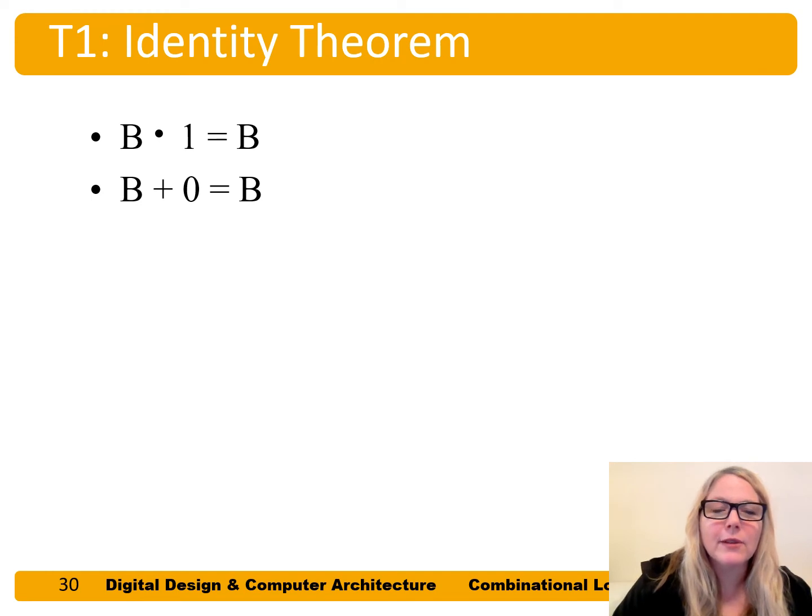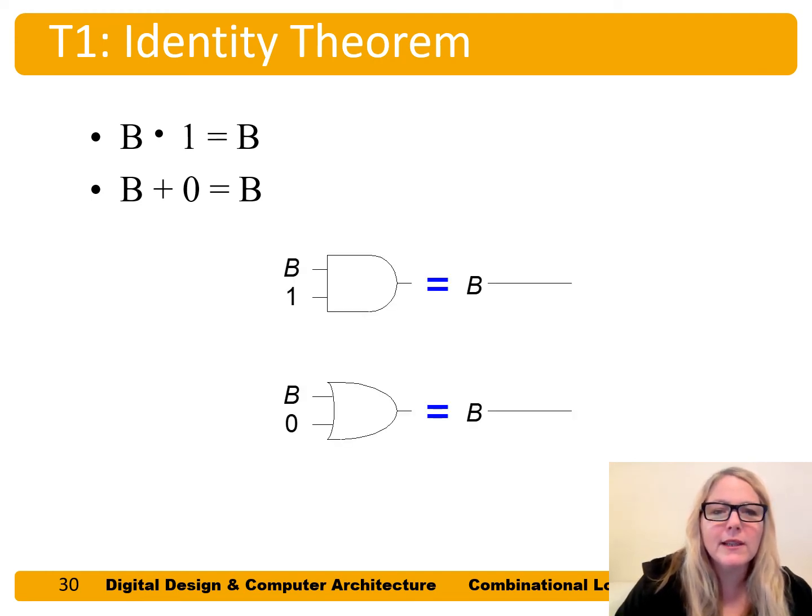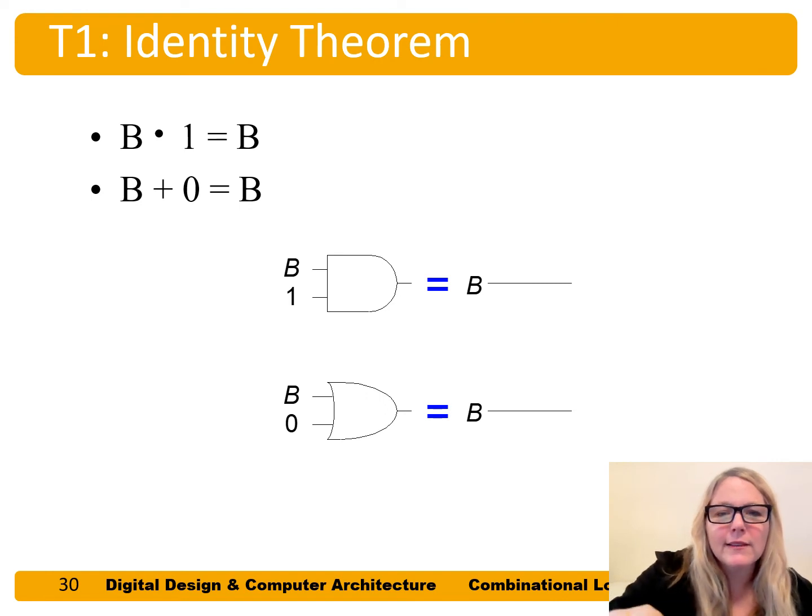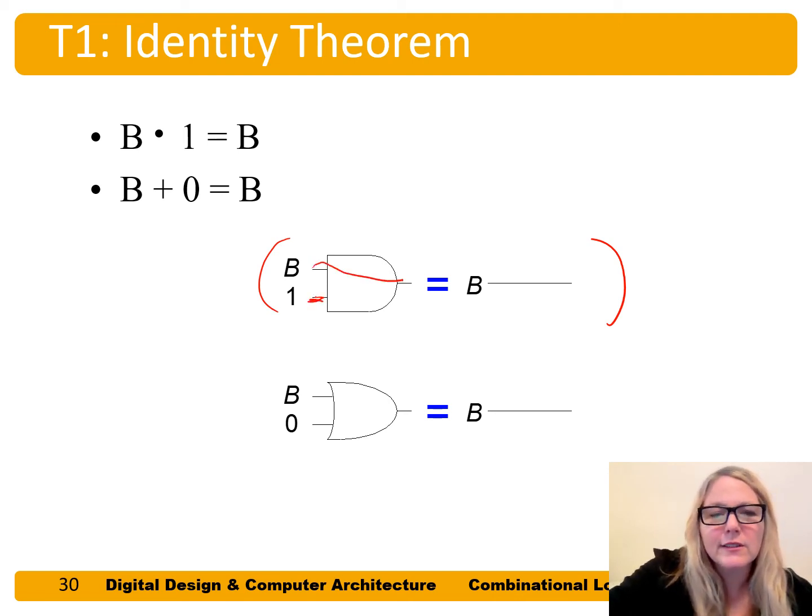So here, graphically, we can look at these theorems. The identity theorem, B and 1 is B. Well, B and 1 is just like a wire, right? Anything ANDed with 1, that AND 1 says, yep, go ahead and go through. So B and 1 is just equivalent to a wire. And so we can see why, using these identity theorems, we can get rid of a gate in our circuit by reducing it to a simpler form.